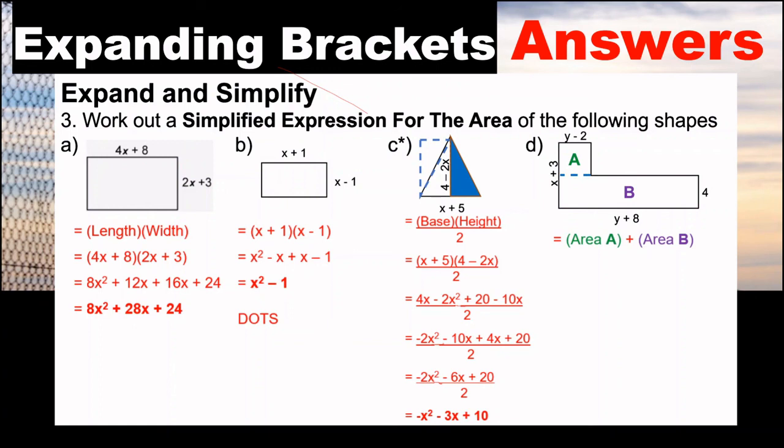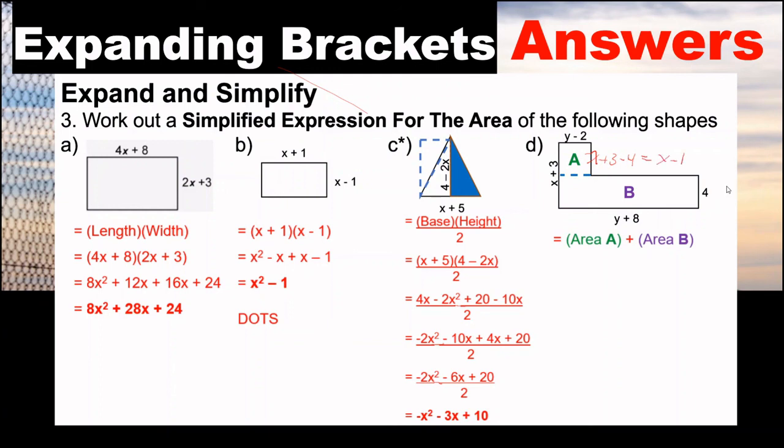So the area of A, it's a rectangle, so I'll do length times width. I know my length is y minus 2, but my width was x plus 3, but I'm taking away the 4. So I'll write this over here, x plus 3 minus 4. Now that can be simplified, grouping my like terms. 3 minus 4, that's negative 1. So that's x minus 1.